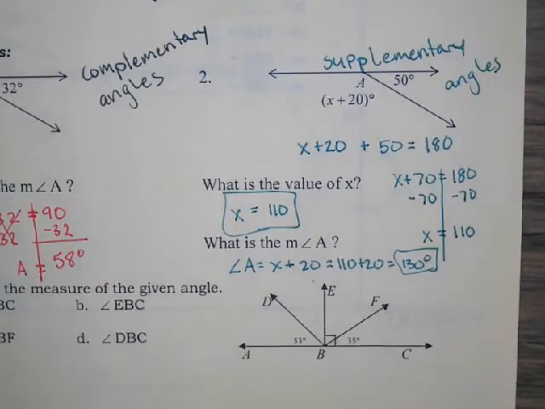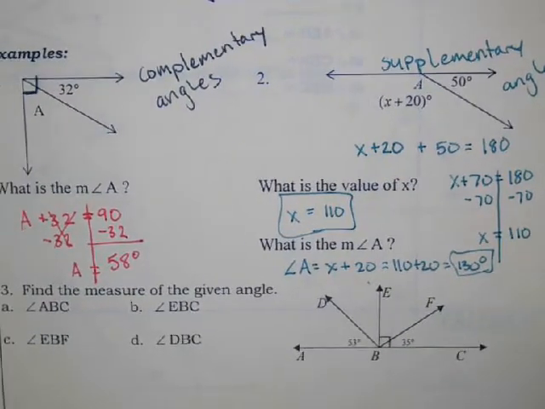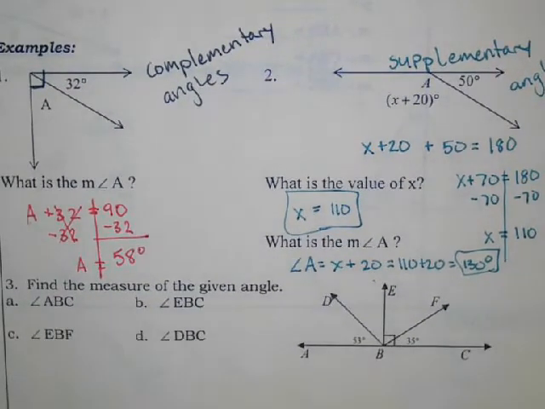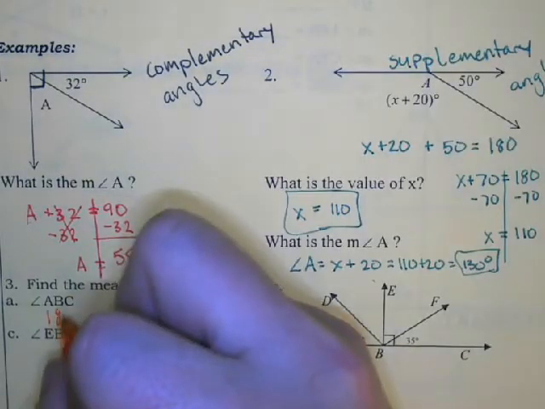So now we're going to find the measure of the given angle. Okay, let's see if we can do this. Let's start with ABC. So we're looking for angle ABC. Well, that's the whole thing, so that's a straight angle. So what's ABC going to equal if it's a straight angle? That's going to be 180 degrees.